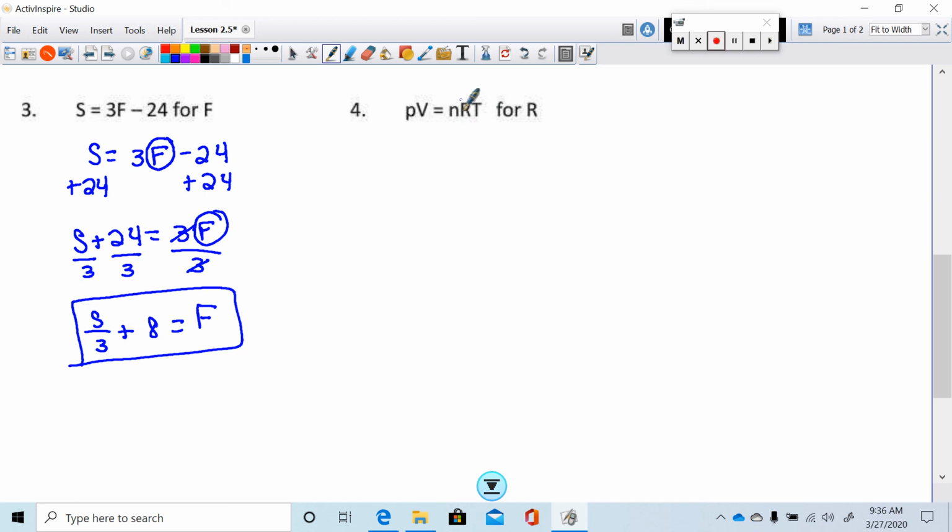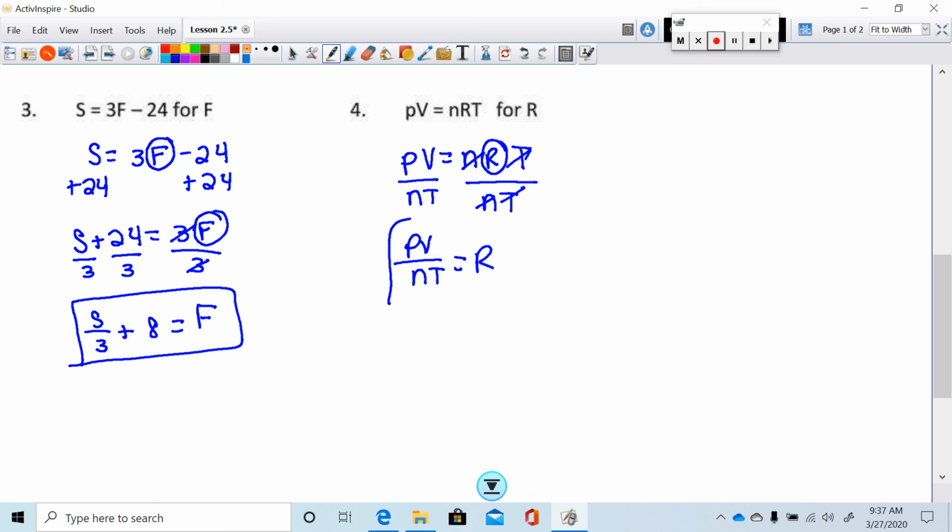Okay, PV equals nRT. We're solving for R. Okay, this is all being multiplied here, n times R times T. So like I've been saying, just divide by everything that's not circled. So I've got PV over nT equals, top cancels with bottom, the R is by itself, and I'm finished.